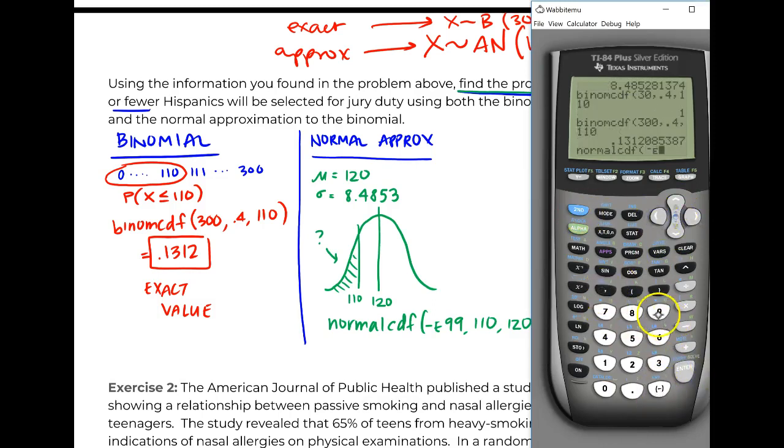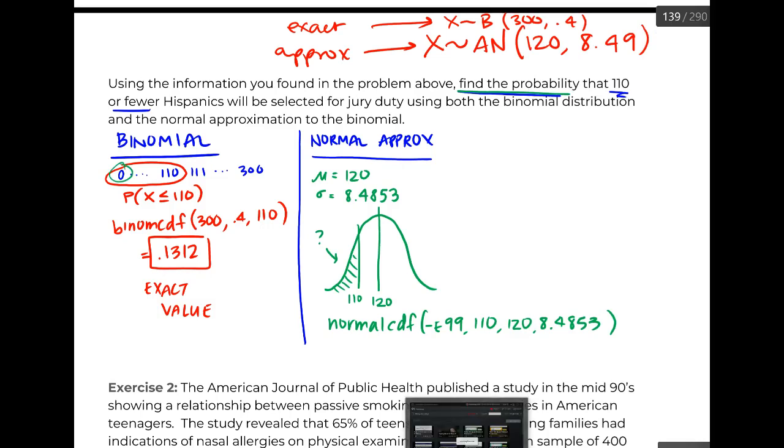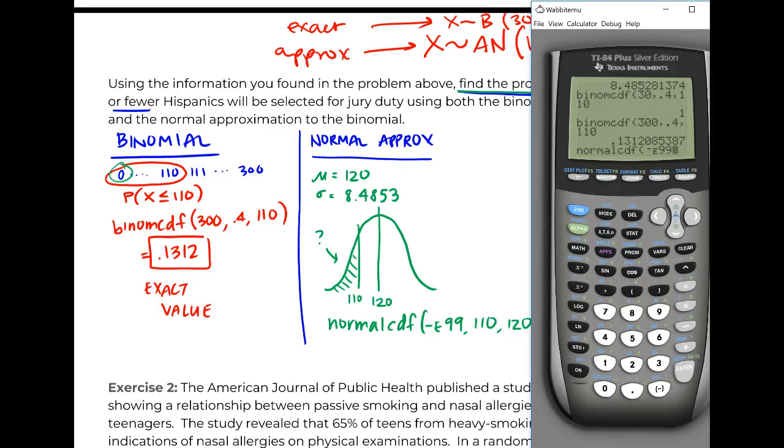one good question students always ask here is, well, why are you doing negative E99? Isn't the least thing 0? You said that over here. And technically, yes, that's true, but you're overthinking it because the normal distribution does go to negative infinity and infinity on the two sides. So you do have to put negative E99 even if it's not a reasonable value. And same thing on the high side. If this said more than 120, we would not stop at 300, even though that's impossible to have more than 300. We would still keep going forever and ever to infinity.